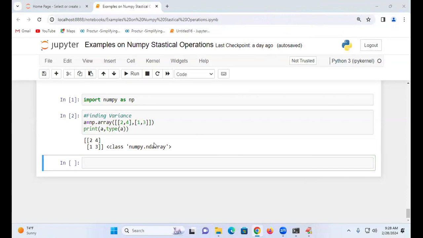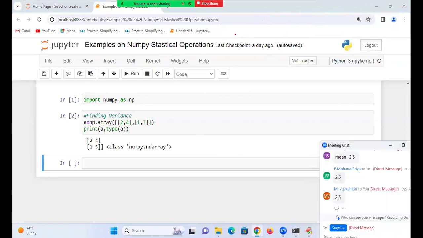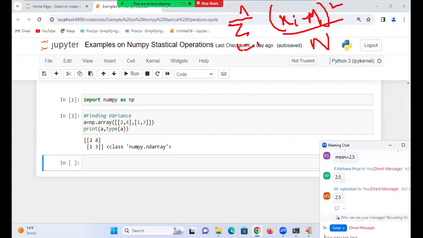Students, what is the formula I said? Sigma i equals 1 to n, (xi minus m) whole square, divided by n, the number of numbers. Now do the calculation. From 1 to 4 elements, I need to start. What is the xi here?